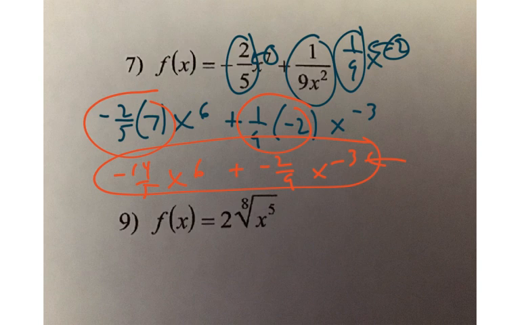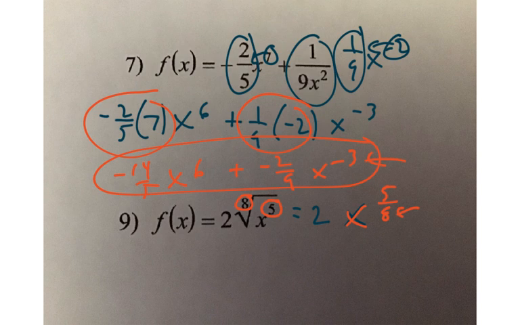Okay, number 9 is a little different. We're going to rewrite it as 2x to the 8/5. Ooh, almost did it backwards. 5/8. X to the 5/8. So remember, our power is x^5 there, and the 8th here is a root, which is the fraction part. That goes in the denominator. So hopefully you still remember your radicals like that.